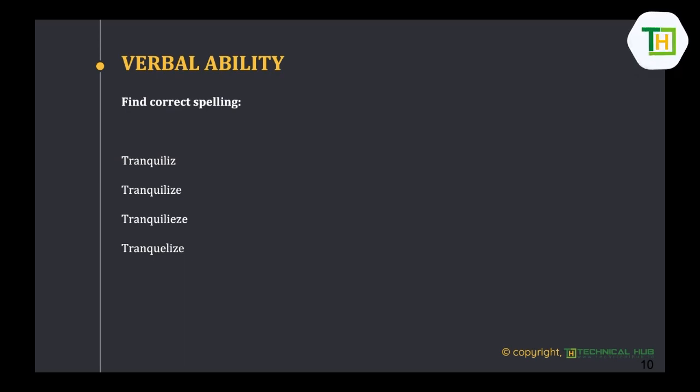Find the correct spelling. This you know it already. Most of you people know it. What is the meaning of it? First of all, what is tranquilizer? Come on. I'm not getting any answers today.